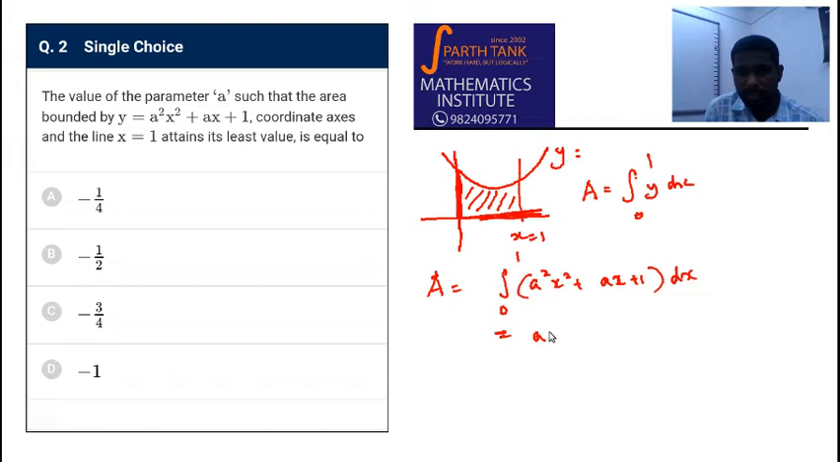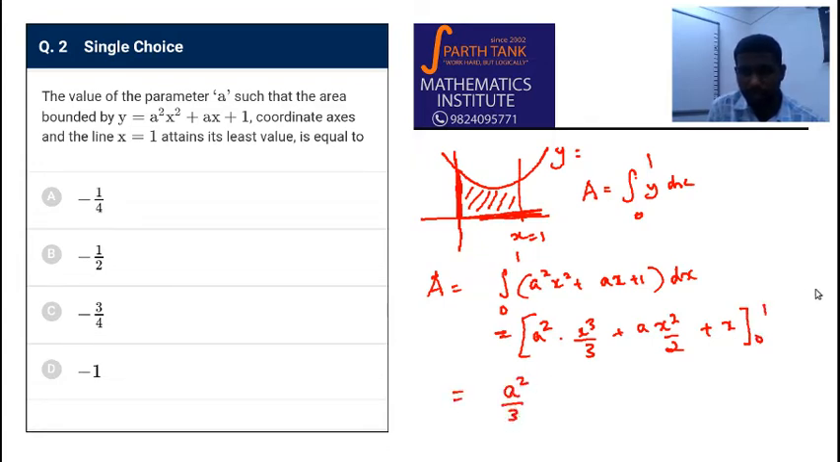Now this becomes a squared, remember you are integrating with respect to x, x cubed by 3 plus a x squared by 2 plus x. Now this would give us a squared by 3 after substituting the limits plus a by 2 plus 1. So this is our area. Now we have to find where it will attain its minimum value, right? So how do you do maximum or minimum problems? Differentiate this and equate it to equal to 0.